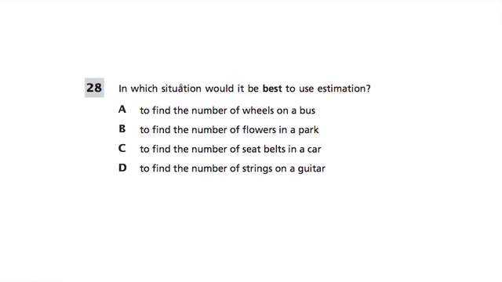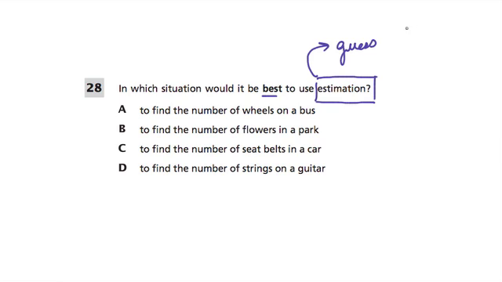Okay, in this question they ask us, in which situation would it be best to use estimation? Well, before we even look at these, let's talk about estimation for a moment. Estimation is a type of guess that you can use to estimate or round pretty closely to what you should get for your answer.